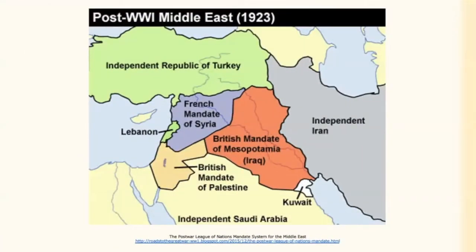This is the map that emerged from World War I. Not immediately, but within a few years of 1919, this was the map. And this is the map to this day, mostly. There's a few small changes, but mostly this is the map as we're familiar with it today.